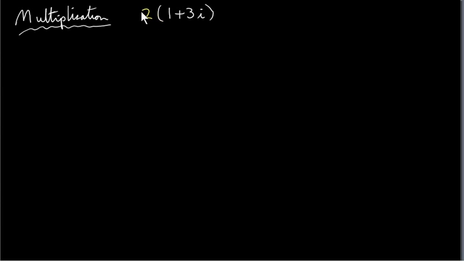Suppose we want to multiply the real number 2 by the complex number 1 plus 3i. Here is 1 plus 3i on an Argand diagram. The real part is 1, the imaginary part is plus 3. Now multiplying by 2 has the effect of changing r, where r is the modulus of the complex number.